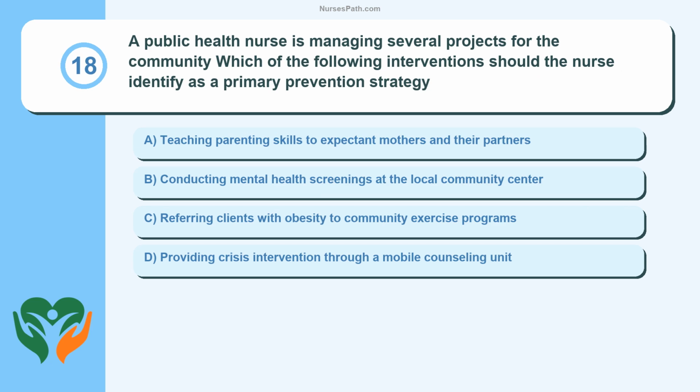Question 18. A public health nurse is managing several projects for the community. Which of the following interventions should the nurse identify as a primary prevention strategy? Teaching parenting skills to expectant mothers and their partners. Conducting mental health screenings at the local community center. Referring clients with obesity to community exercise programs. Providing crisis intervention through a mobile counseling unit.